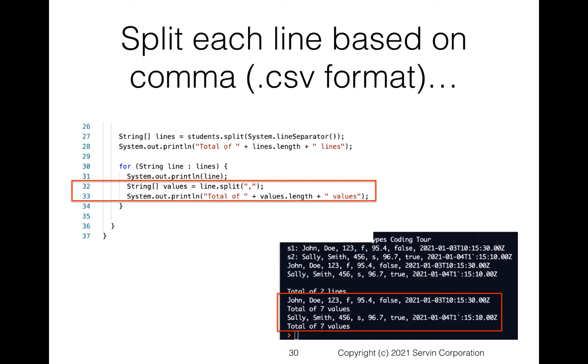That split returns to us an array. So at line 32, notice we've got an array of values. So all of those have been split for us. And to confirm that, at line 33, we give a total of, and notice we go to the values, which is the array, dot length. And we know that for an array, the dot length will tell you how many entries. And notice the output says we've got a total of 7 values.